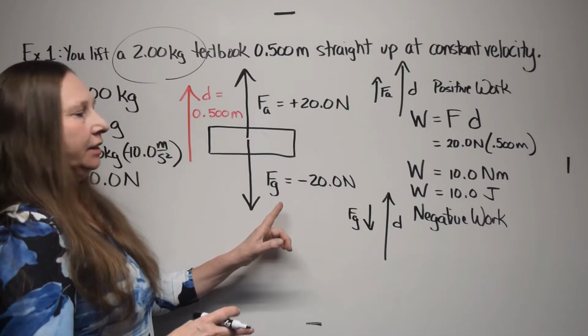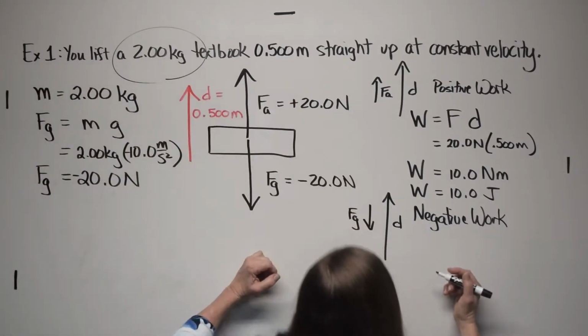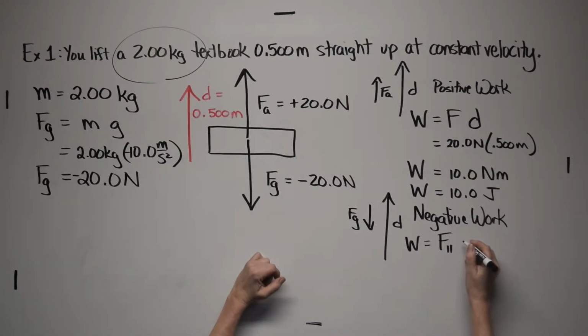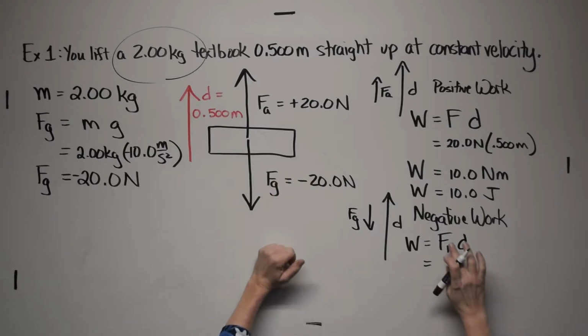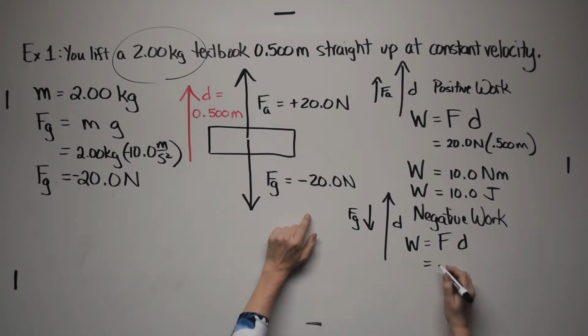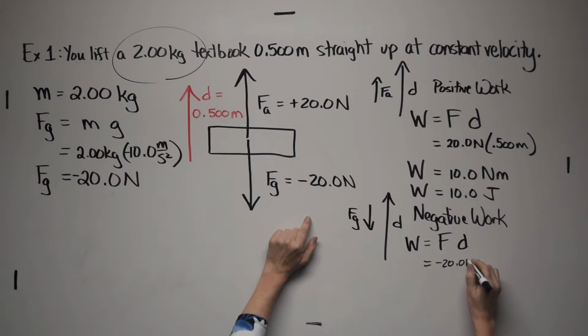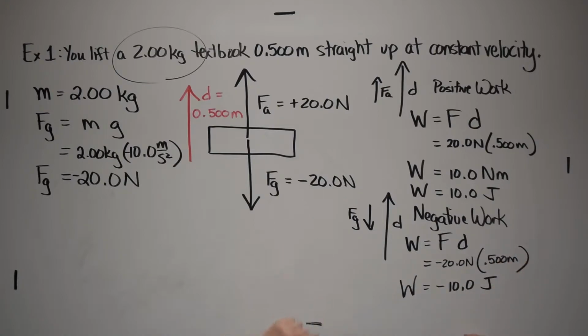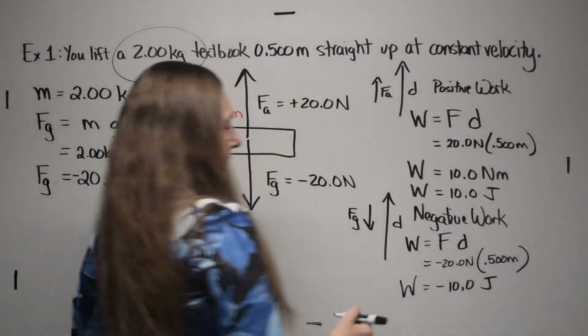All right, let's look at the gravitational force. All right, again, the calculation, work is equal to the force that is parallel to the displacement times the displacement. Well, the whole force is parallel. All right, so we don't have to worry about that too much. Now, the force here is negative 20 newtons. The displacement is 0.50 meters. So the work done is negative 10.0 Newton meters, or negative 10.0 joules.